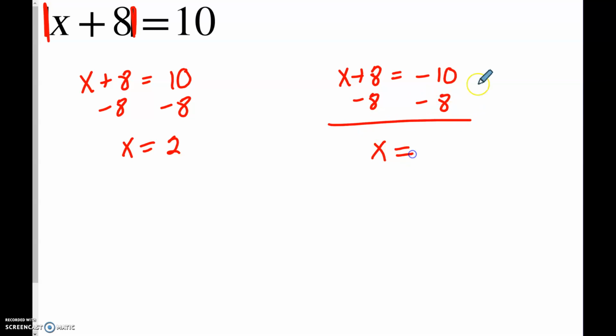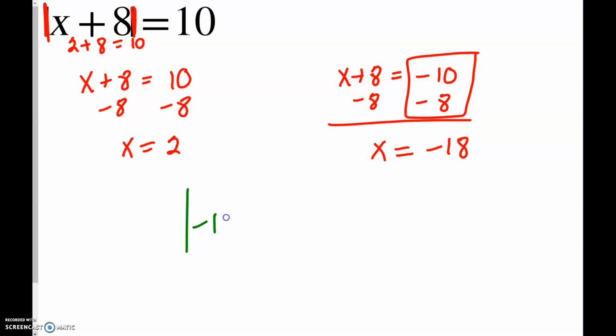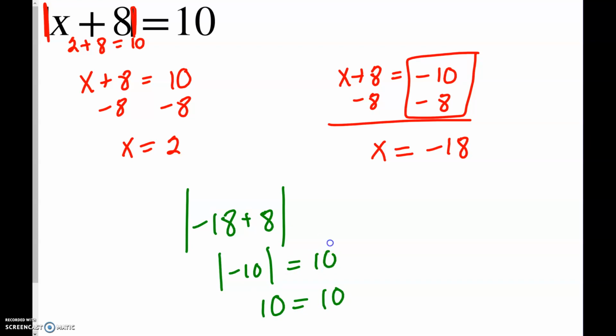And solving the other one, we're going to subtract 8 from both sides so that we get x equals, and remember to use your calculator so that we are doing this with integers, -10 minus 8 is a -18. And if you're unsure if you did your math right, remember you can always go plug it in. So 2 plus 8, does that give us 10? Yes, it does. So now if we go in and we take -18 plus 8, the absolute value of that, well, -18 plus 8 is going to give us a -10. And what is the absolute value of a -10? A positive 10. So does 10 equal 10? So you can always go back in and check your answers to make sure that you did your math right.